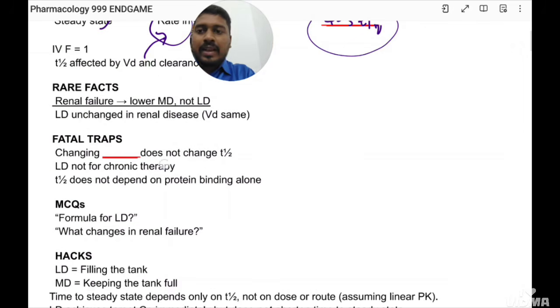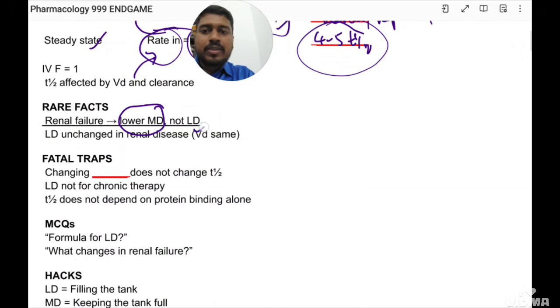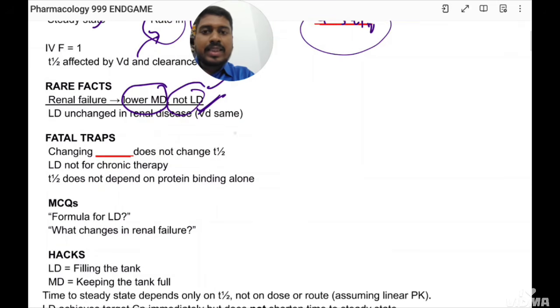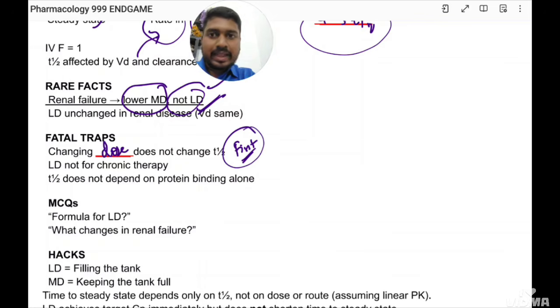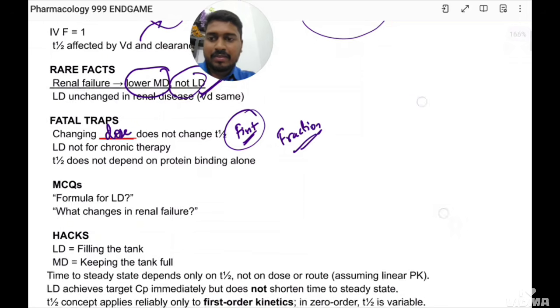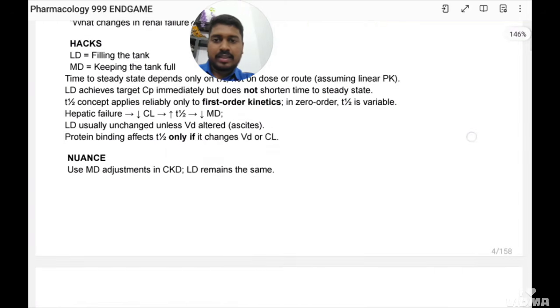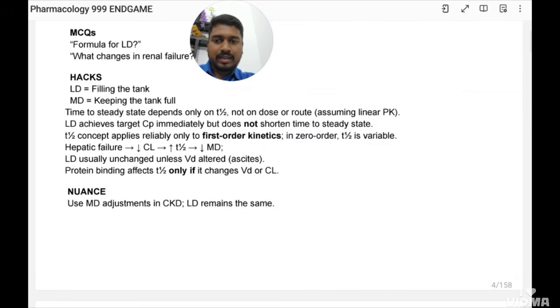Okay, now in renal failure there is lower maintenance dose, but loading dose remains the same. Okay, changing dose does not change T half. This is for first order kinetics. See, in first order kinetics, if you change dose, it doesn't affect T half. T half will be constant because a constant fraction is eliminated in a given amount of time. Okay, so I think the rest of the things you go through, I have explained everything.